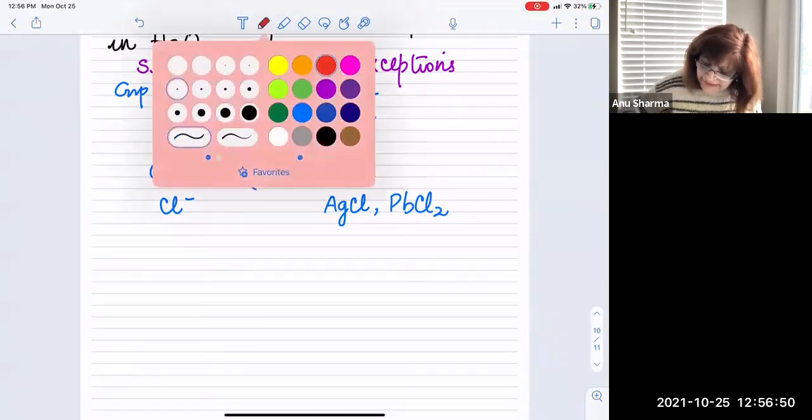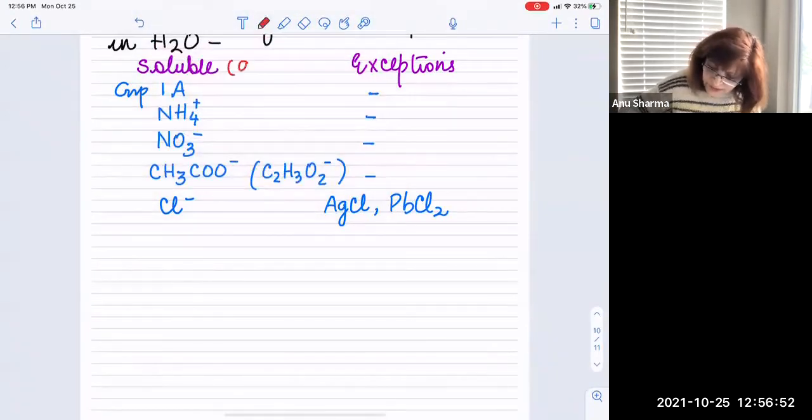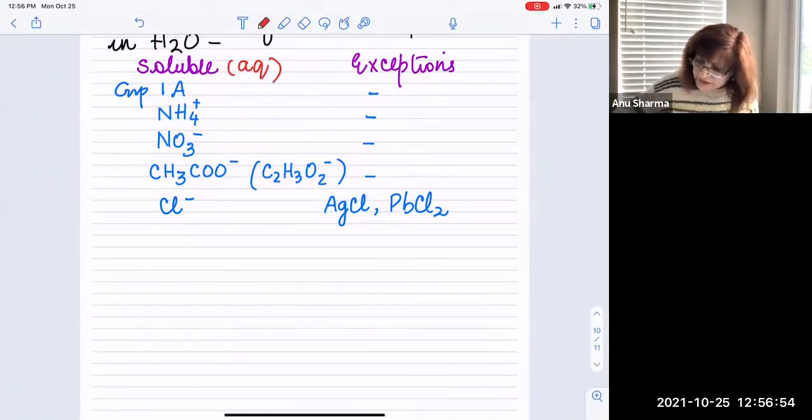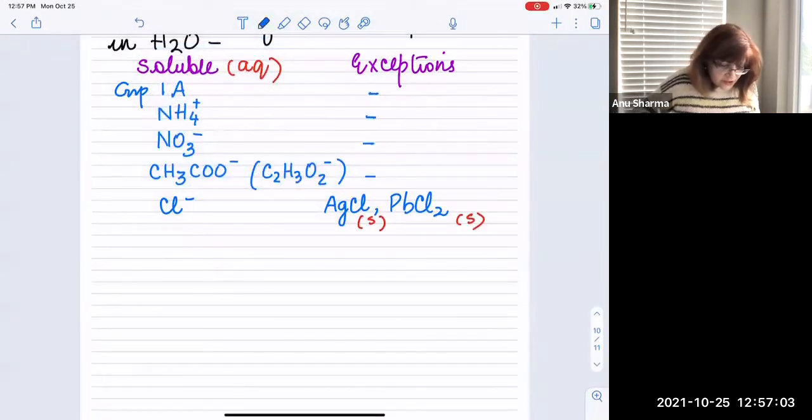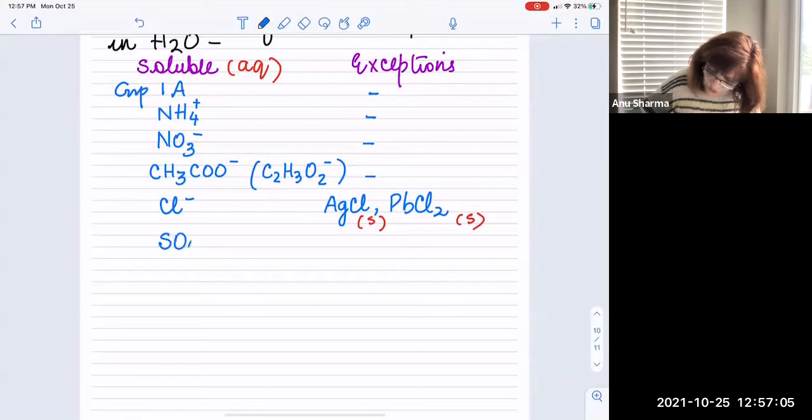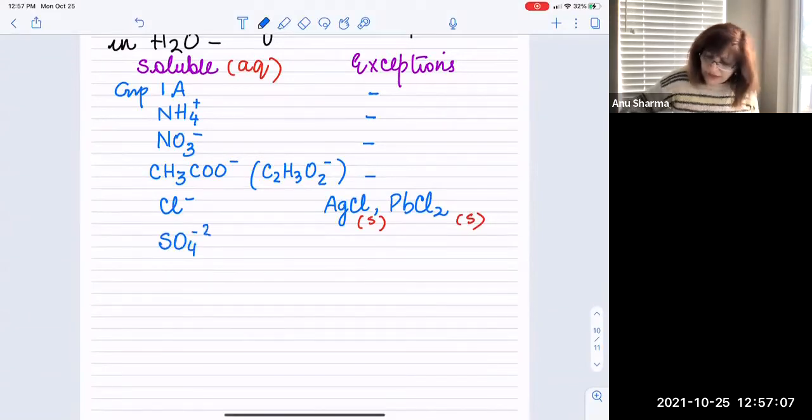So when we write this, you can write this down, soluble would be AQ, and then the insoluble exceptions are going to be like a solid. Lead chloride is going to be like a solid. Okay, next comes the sulfate. Sulfate is SO4, 2 negative. Okay, so this was 1 negative, 1 negative, 1 negative.